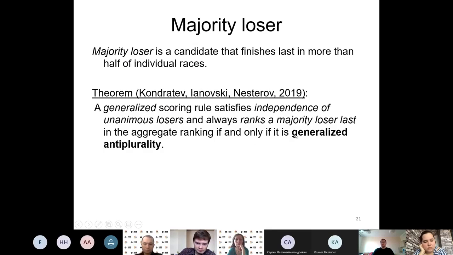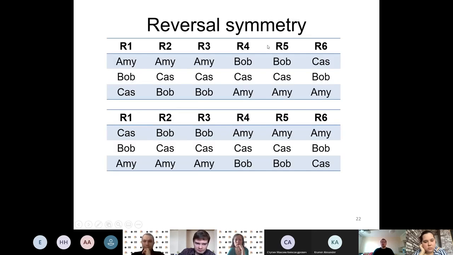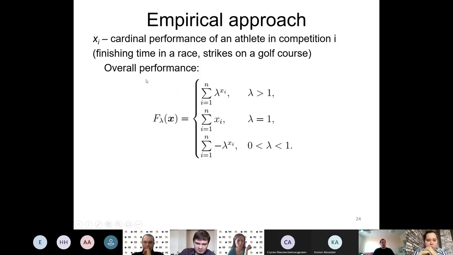So it's the medal system. And a similar result with the majority loser criterion, which claims that a majority loser will always rank last: we must use generalized anti-plurality. And also there is one axiom which is known as reversal symmetry. With this axiom, we will have the Borda rule. But we were not very happy with these results because real organizers don't want to use only generalized plurality, Borda, or generalized anti-plurality. But the axiomatic approach will give us exactly these extreme cases. So we apply the empirical approach.